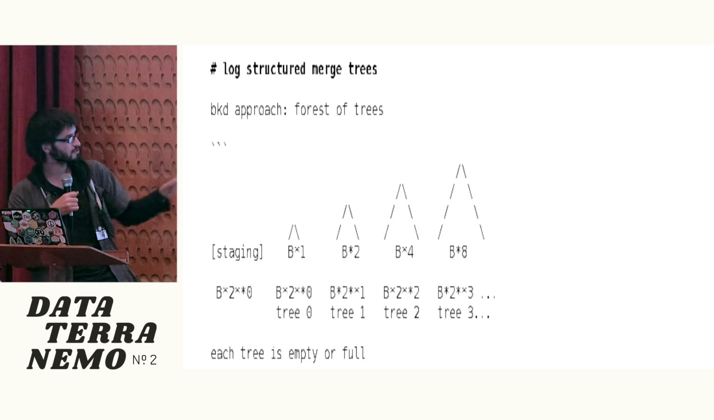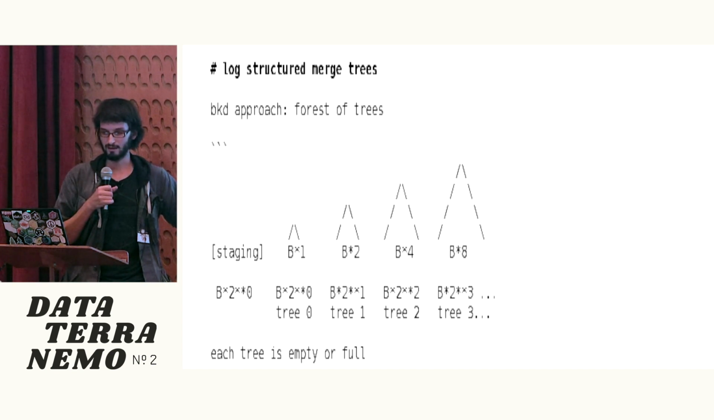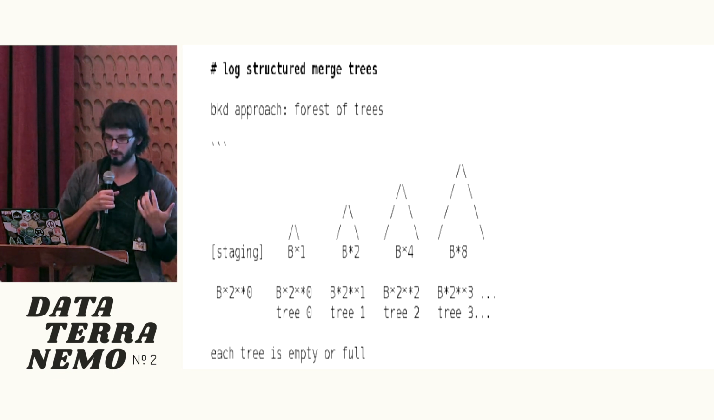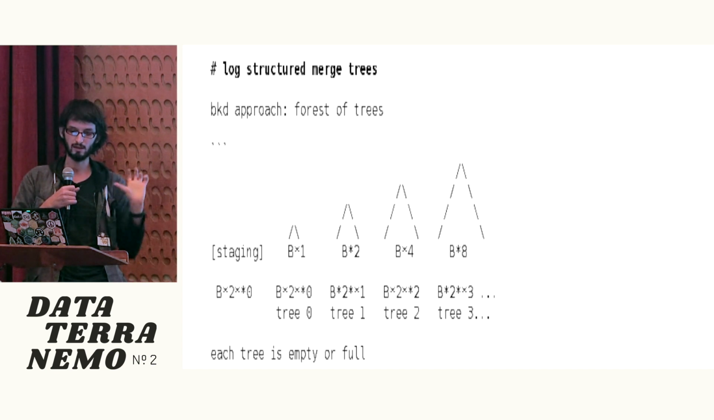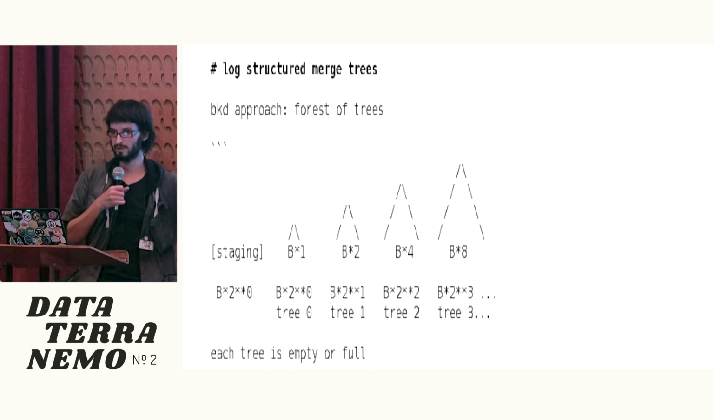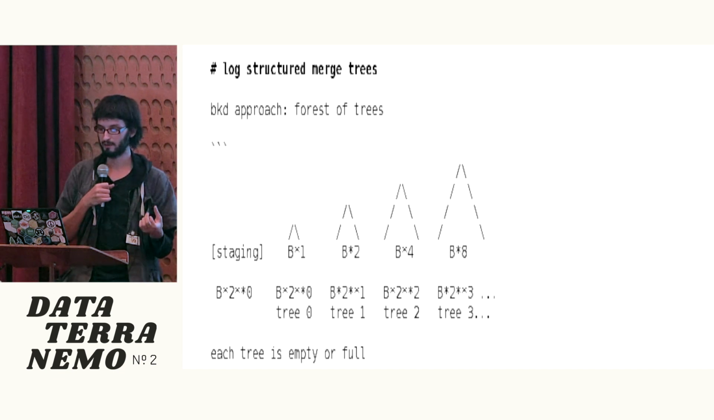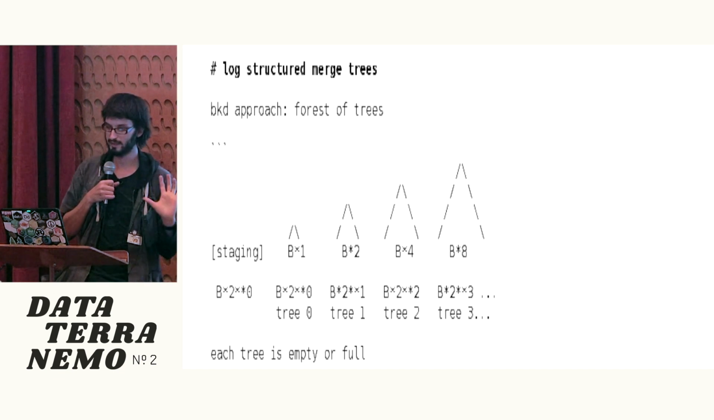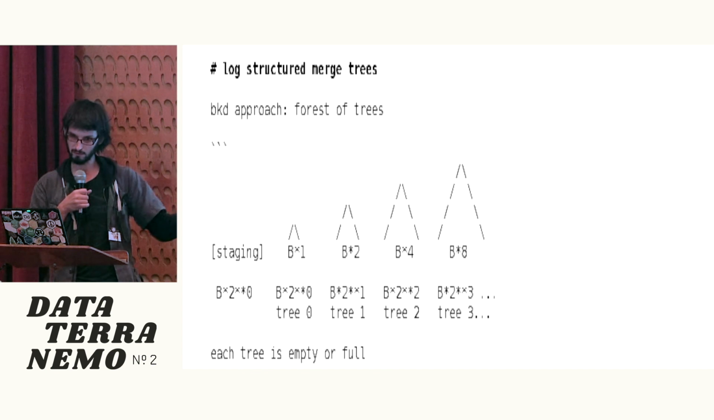I think it's really cool. So you start out with a staging value. That's like data that would fit in memory. And then you go to the first tree, and that's size b, or b times 1. And then you go to the next tree, which is whatever that size was times 2, and then times 2, and times 2, and times 2. And each tree can also be empty or full.